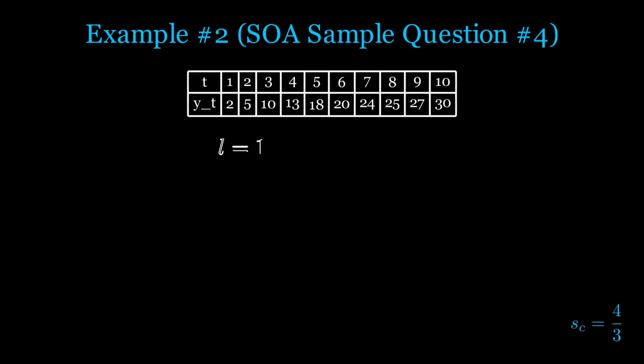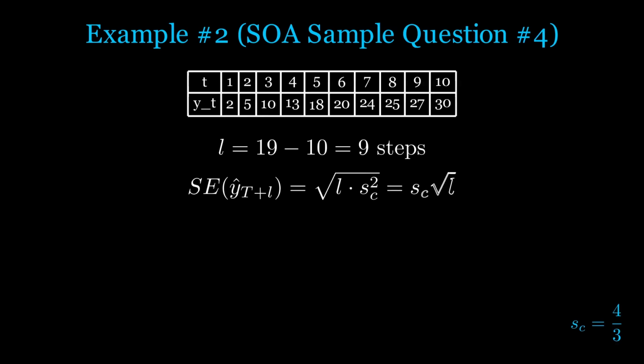We need the forecast at time 19, which is 9 steps ahead. The standard error is the standard deviation times the square root of steps. Substituting our values, we multiply 4/3 by the square root of 9. The result is exactly 4.